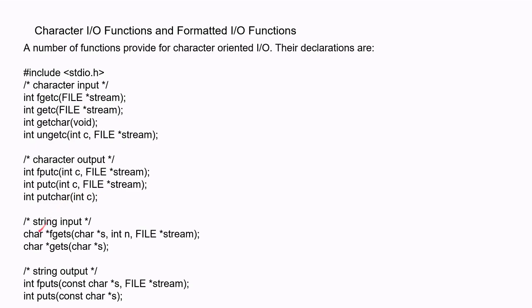String input. fgets. This is what you're going to be using most of the time when you're getting strings from files. So you pass it a pointer to an empty string. You'll notice that it's not a constant character pointer, just a character pointer. Int n is the size of the buffer you give it in s, and stream is the file you're expecting the input from.